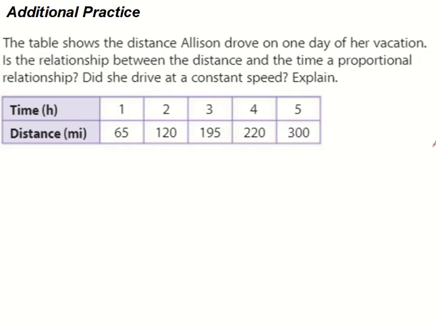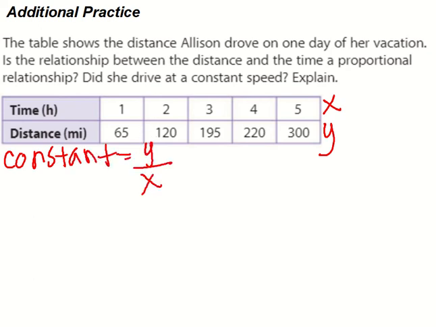Okay, so now we'll go to the additional practice. This is your second page. It says the tables show the distance Allison drove on one day of her vacation. Is the relationship between the distance and the time a proportional relationship? Did she drive a constant speed? Explain. So again, this is always going to be x, this is always going to be y, and to find our constant, we're always going to do y's over x's.